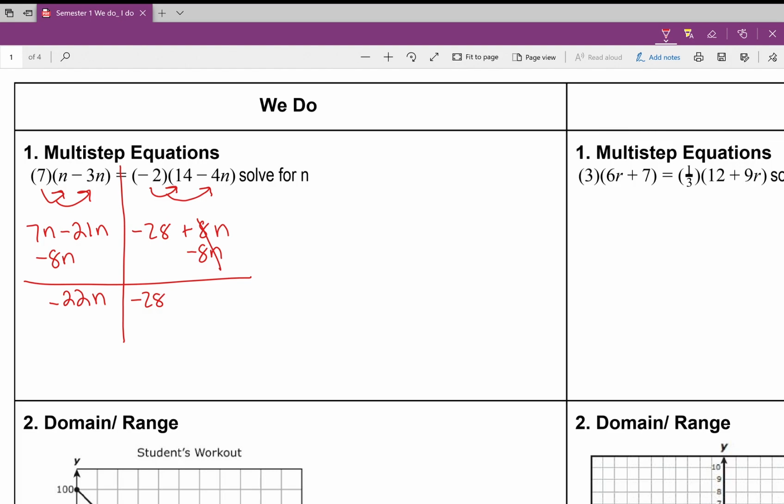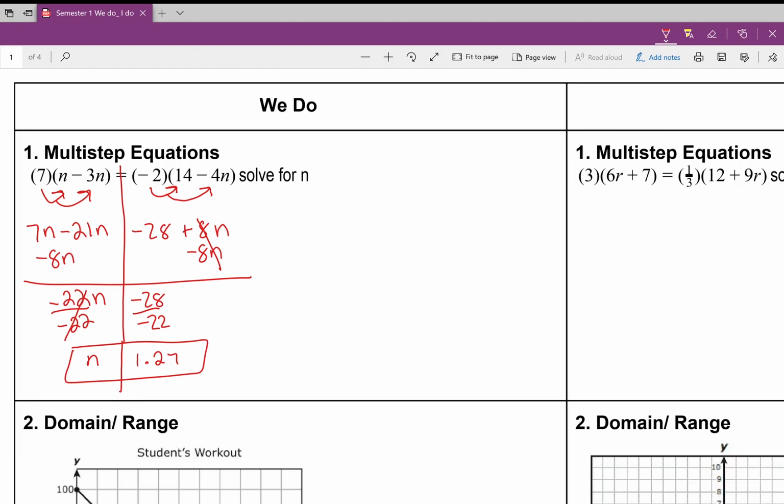Then I need to divide by negative 22. So these cancel on this side, and I'm left with n is equal to, and this should simplify into a fraction or a decimal, so n is equal to 1.27.